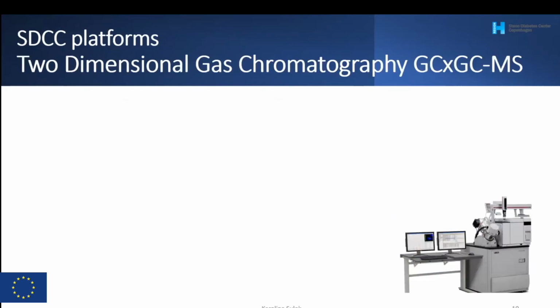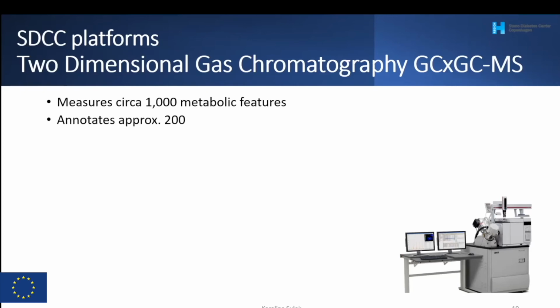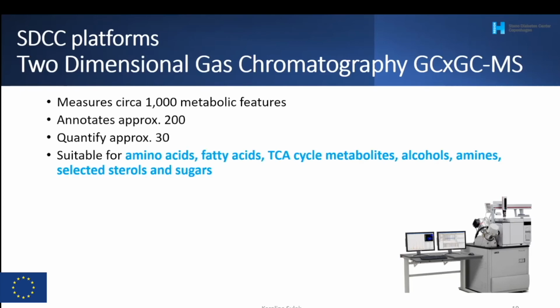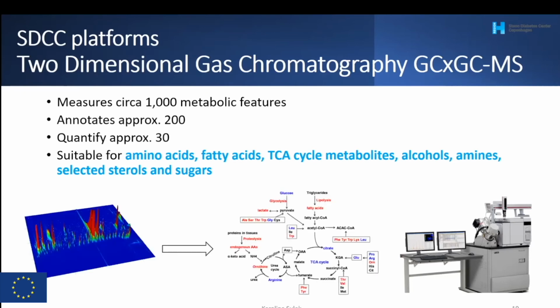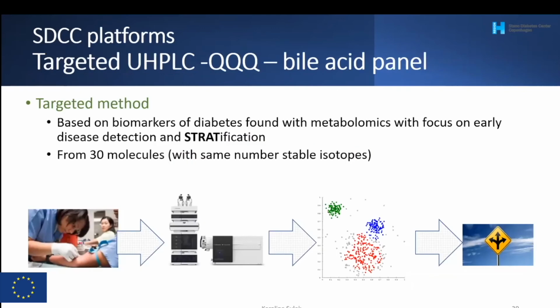The next one, which is the best for polar compounds, is GCGC MS. This is gas chromatography, measures about 1,000 metabolic features, annotates about 200. We can also quantify approximately 30 here. It is very suitable for all sorts of different polar compounds, and very nice for looking closer into pathways that are quite well known, but it also has the possibility for new discoveries.